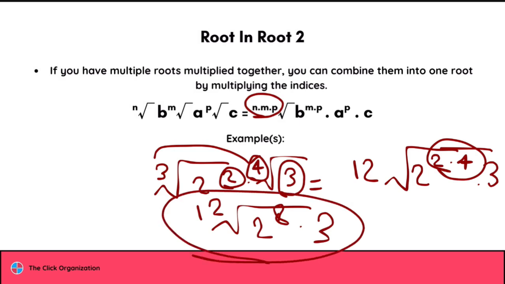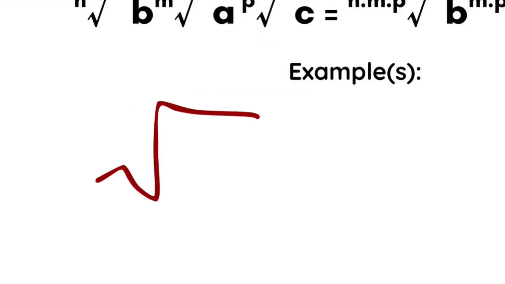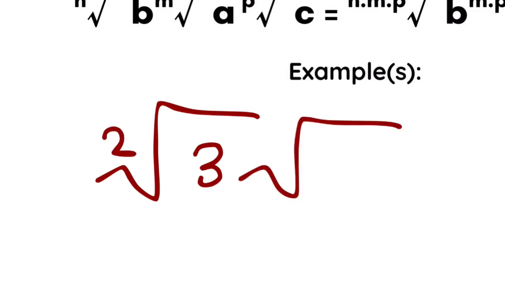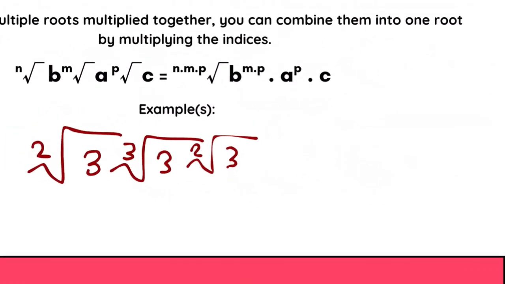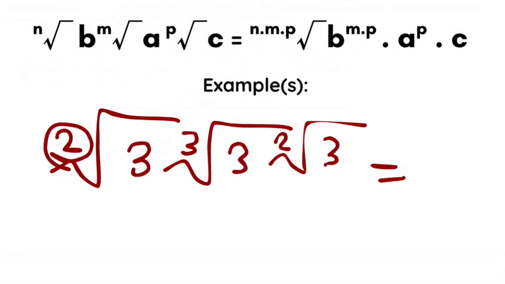Okay, let's do another example. So I have the second root of 3, the third root of 3, the second root of 3. Okay, let's do it. So first of all, let's multiply the degrees. So 3 times 2 is 6, 6 times 2 is going to be 12.